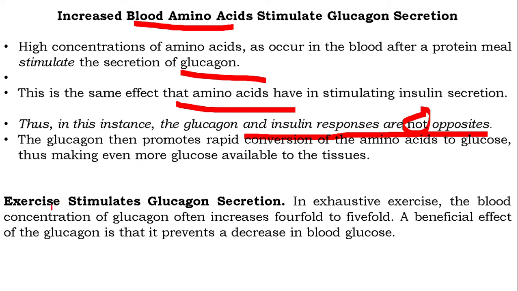Exercise stimulates the secretion of glucagon. A beneficial effect is that this glucagon prevents the falling of blood glucose level, so that during exercise carbohydrate is available as an immediate source of energy.